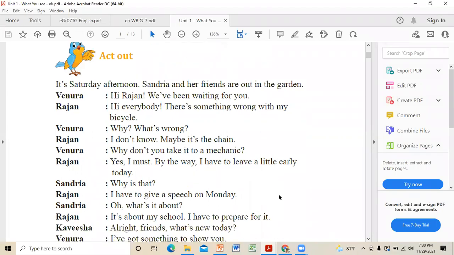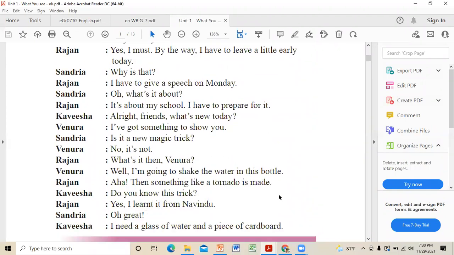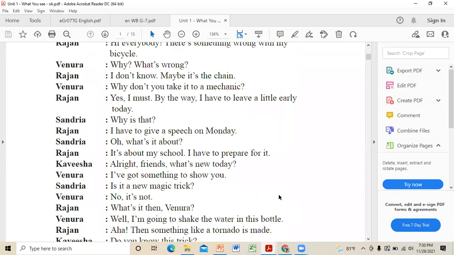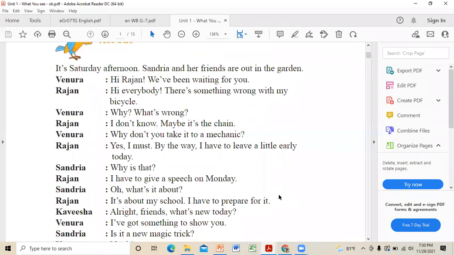It has only a few sentences or questions. It is actually a dialogue. What do we mean by a dialogue? That means it is a discussion, or two or more people are talking to each other, right? So here you can see there is someone called Venura, Rajan, and then Sandria and Kavisha.